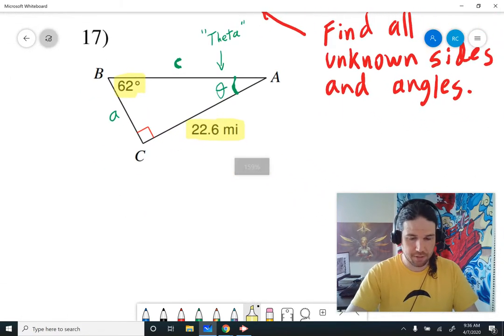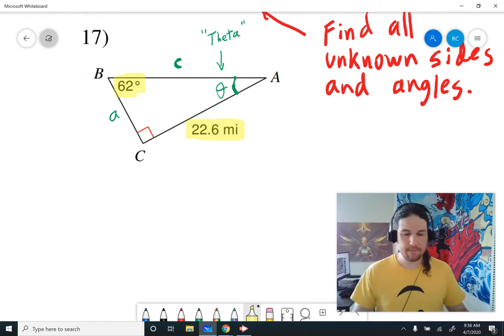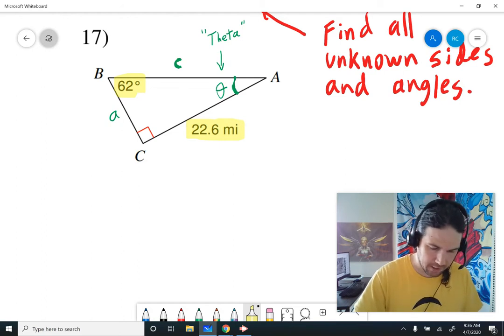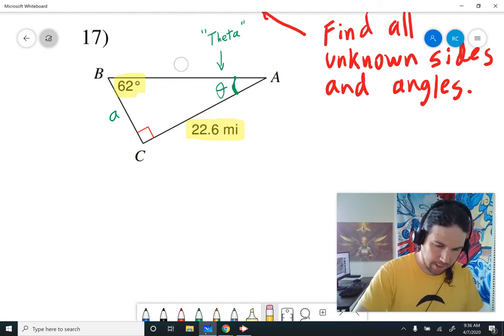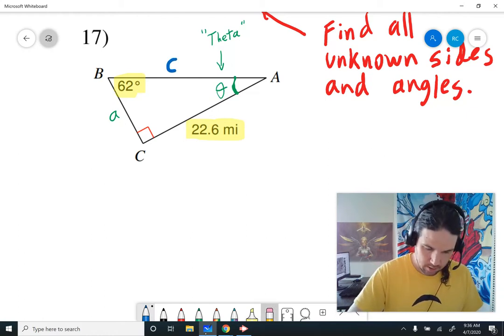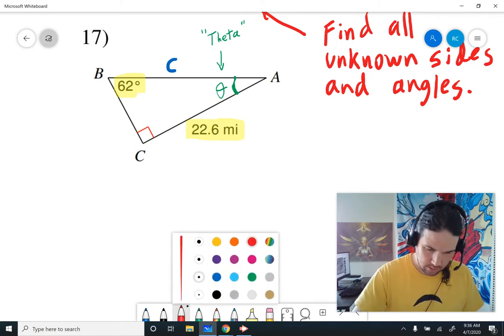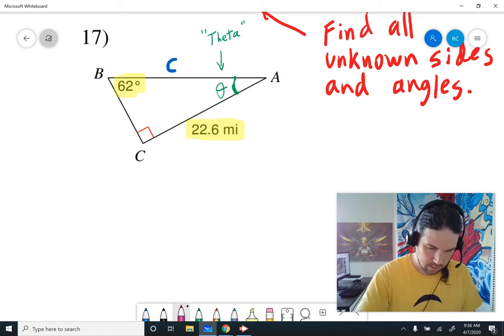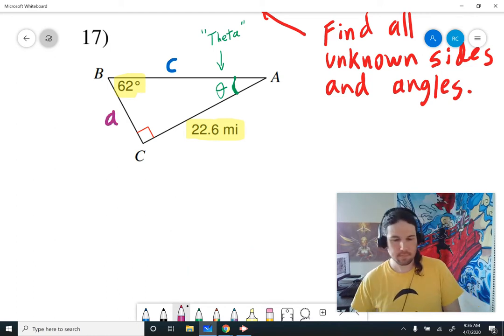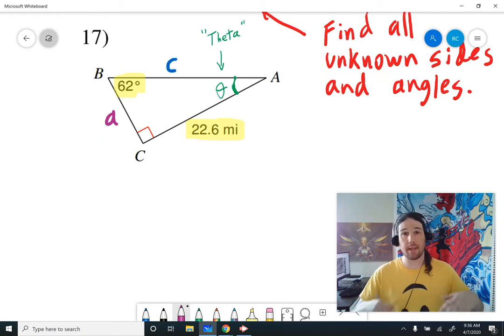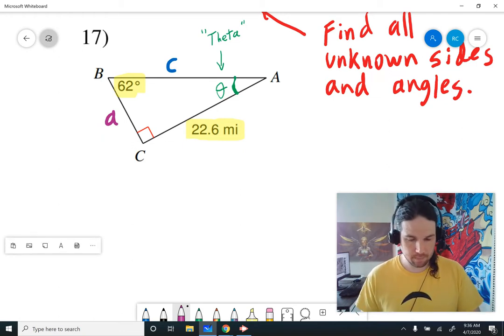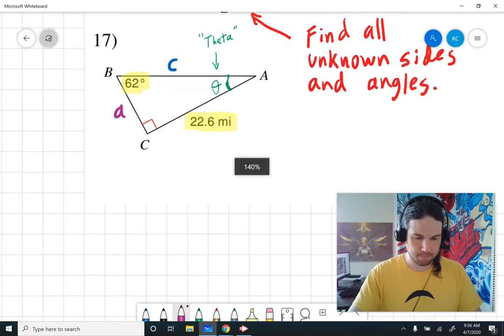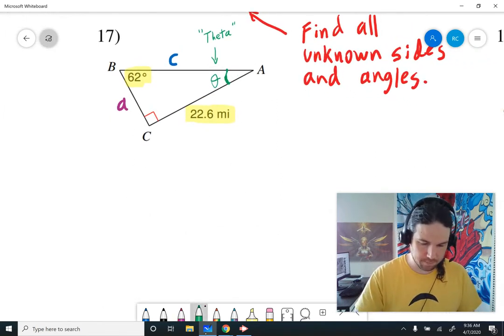So I think the easiest thing to find is going to be theta. I'm going to solve for each of these separately, and I'm going to use different colors. So I'm going to leave theta green. I'm going to make C blue, and I'm going to make A purple. Okay? That way you can tell my work apart, essentially. Okay, so let's start with theta.